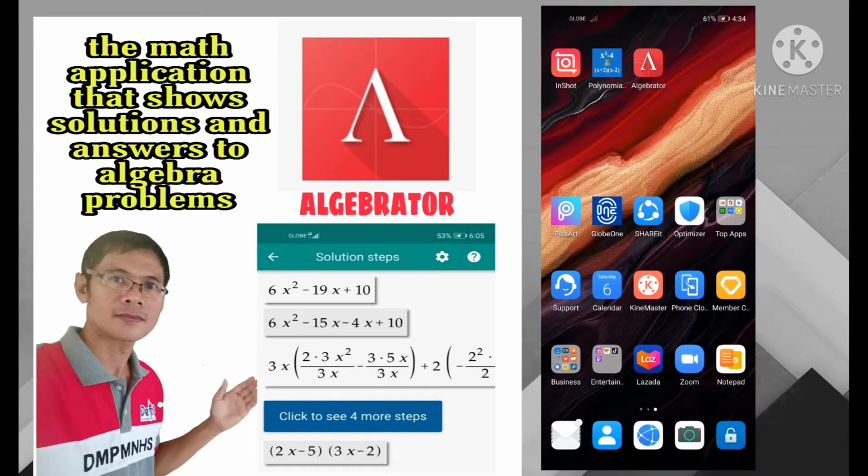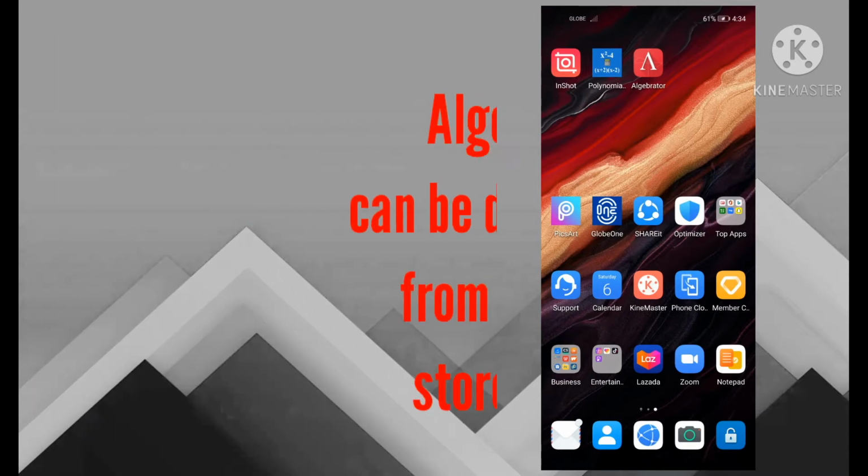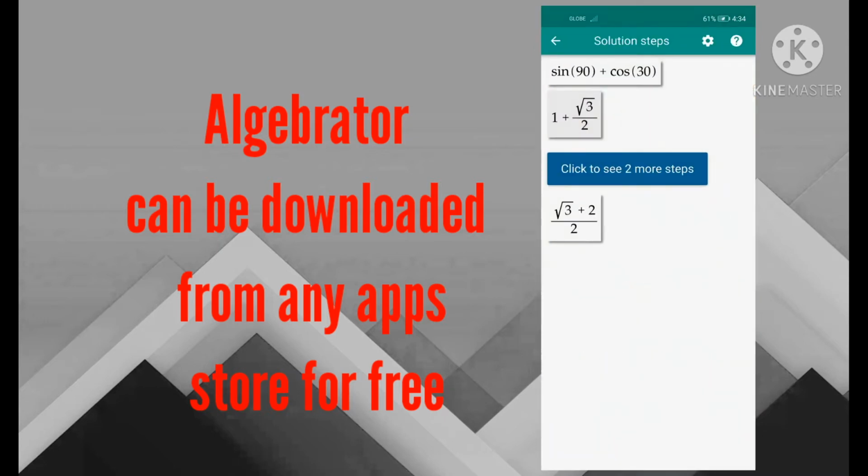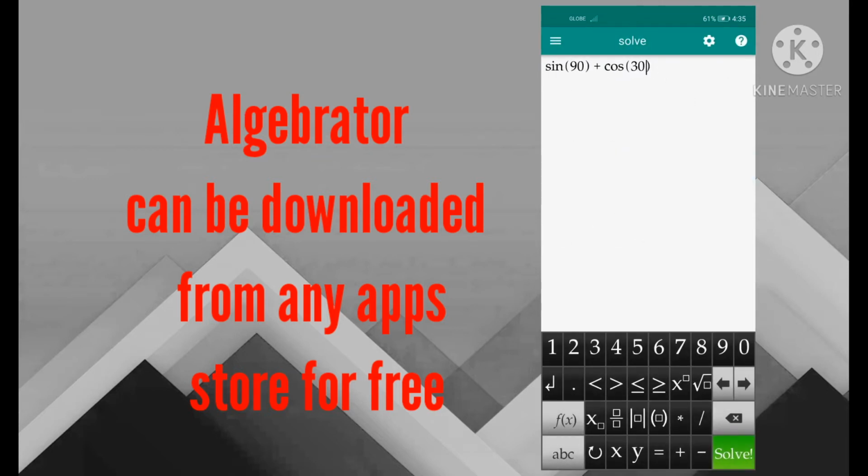So kung hindi nyo pa ito na-download, punta lang kayo sa inyong Play Store or App Store, tapos i-type yung Algebrator, then pwede na ninyong i-download for free. So let us try to explore this app. Okay, so yan yung app natin. Wait, meron pa lang naka-save dito.